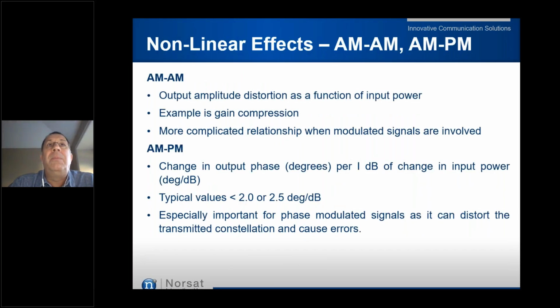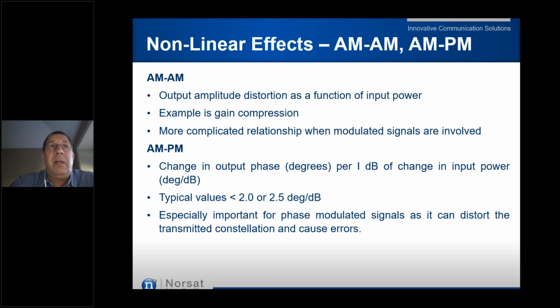Okay. So AM to AM is basically output amplitude distortion as a function of the input power. Gain compression is an example of AM to AM, and this AM to AM is a more complicated relationship between input and output when you use modulated signals. It's not as simple as just gain compression.